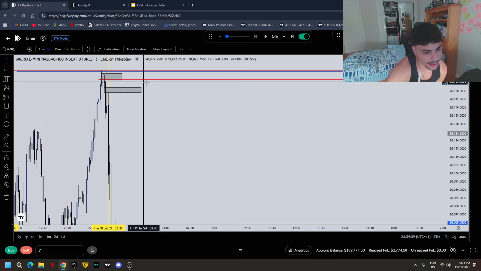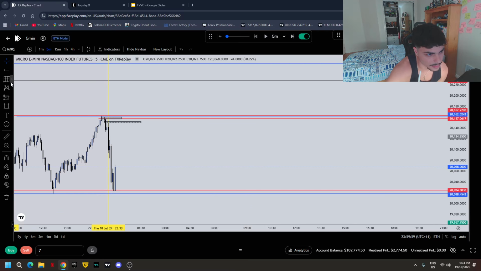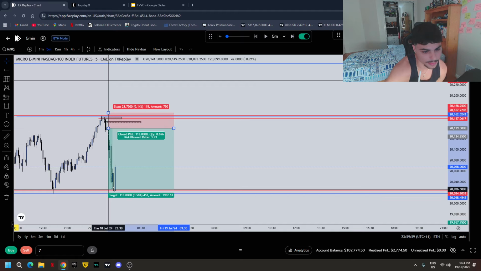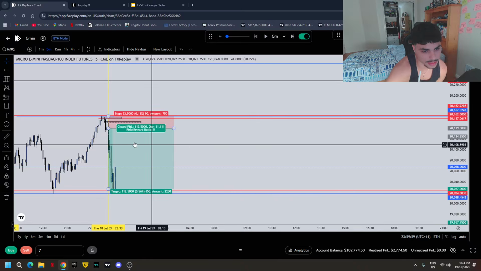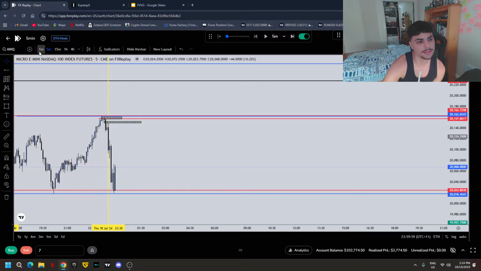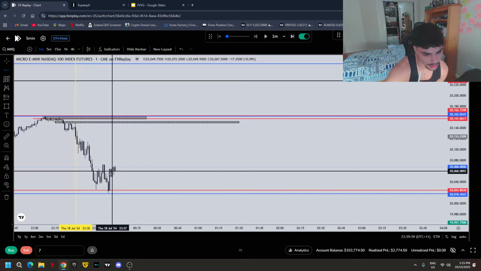This is like low probability, but this must have been news day. And I would have targeted. Boom. That's it. 5R. Literally, that's it. Alright. Let's see if looks like price wants to reverse.